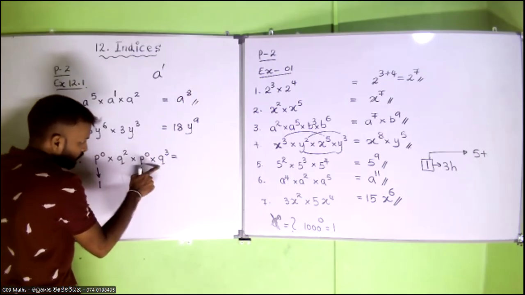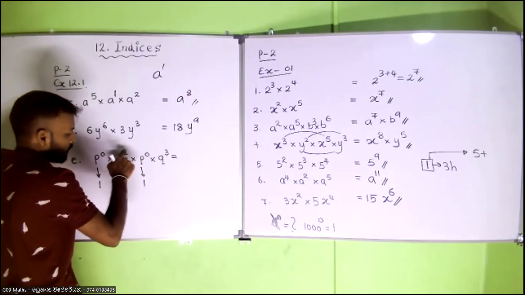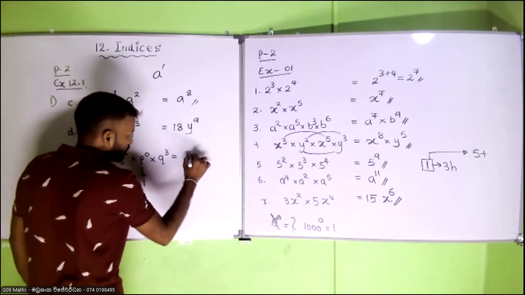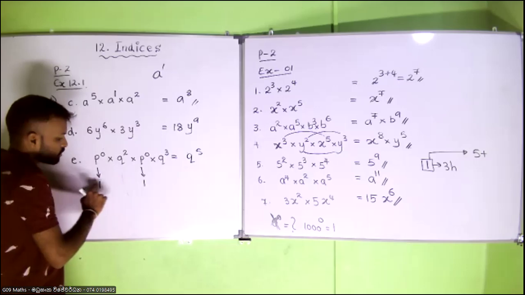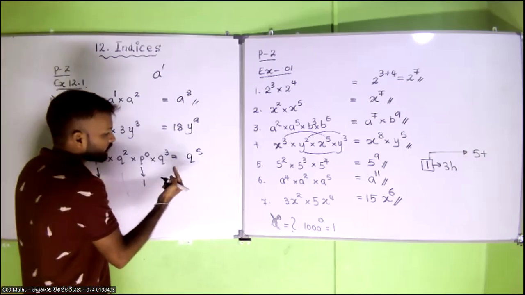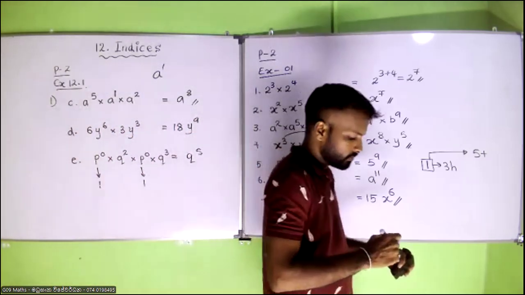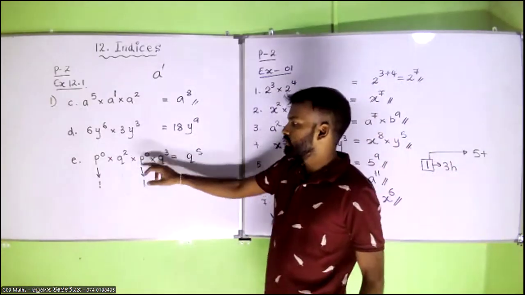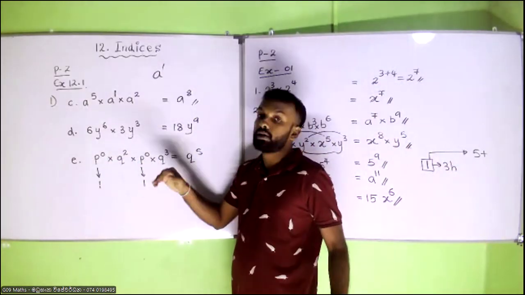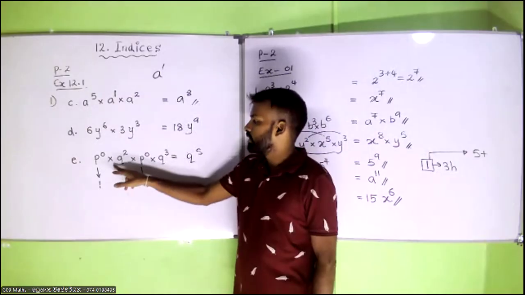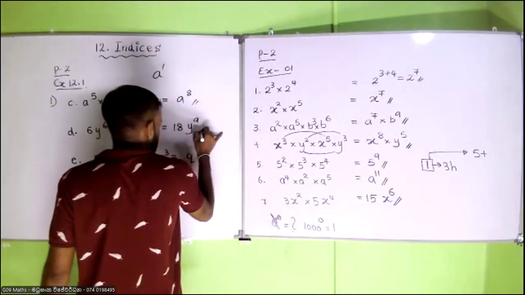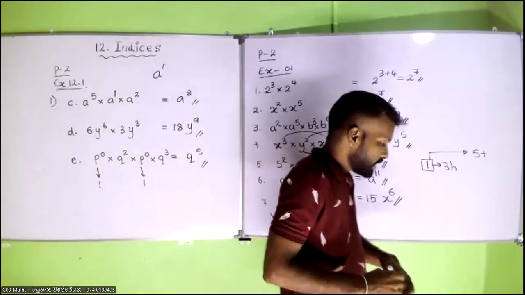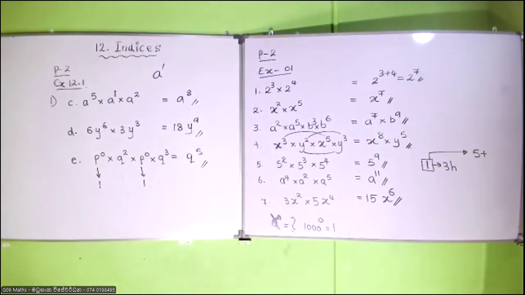A to the power 2 times A to the power 3 is A to the power 2 plus 3, A to the power 5. So 1 multiplied by 1, 1. P to the power 0 is 1, P to the power 0 is 1. 1 multiplied by 1 is 1. Then q, q, q. You have to deal with q. So these are the answers.